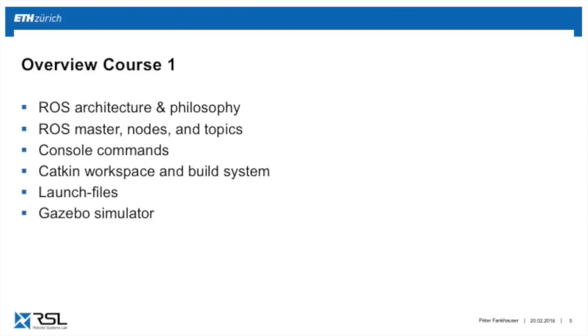So in course 1, we'll talk about the ROS philosophy, the architecture, and go through the important concepts like the ROS master, ROS nodes, and topics. You'll learn how to use your console to do basic commands and analysis of what's running on your PC. And we'll talk about how you build your nodes in your system with the Catkin workspace. And then in the exercise, you're going to be using launch files and the Gazebo simulator.